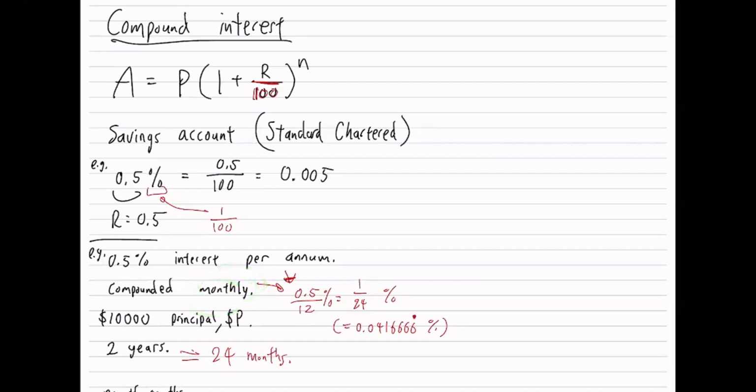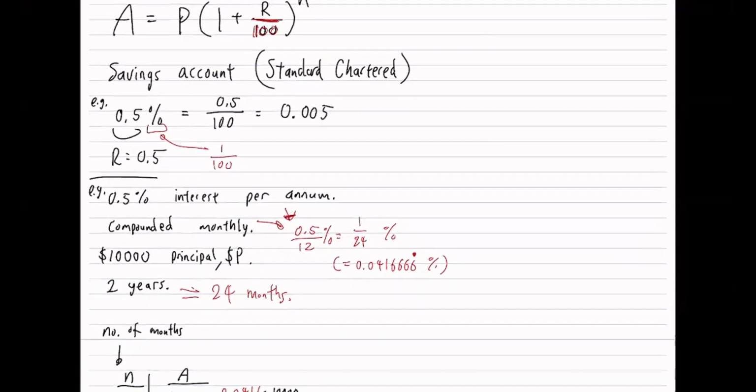But what if you change it to per day? Let's say instead of per month, you change it to per day. What would you need to do? Okay, let's just write down the amount for the original first. Whatever you wrote down just now, it was 1 plus 1 over 24%, so divided by 100, raised to the power of number of compounding periods, which is 24.